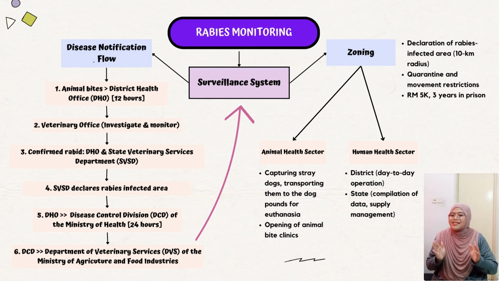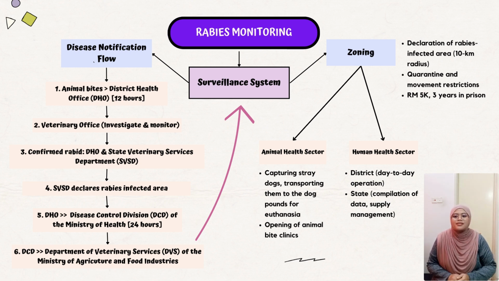Rabies monitoring. In the surveillance system, disease notification is a very crucial part of our strategy. Let me show you how it works. First, notify all cases to the nearest district health office within 12 hours. Second, forward it to the nearest veterinary office for investigation and monitoring of the outbreak. The office will examine and determine if it is confirmed or suspected of having rabies. Third is to inform the district health office and the state veterinary services department. They will then declare the area or state as a rabies infected area.